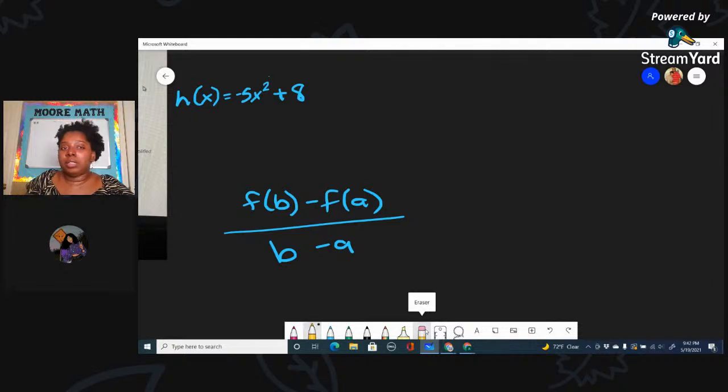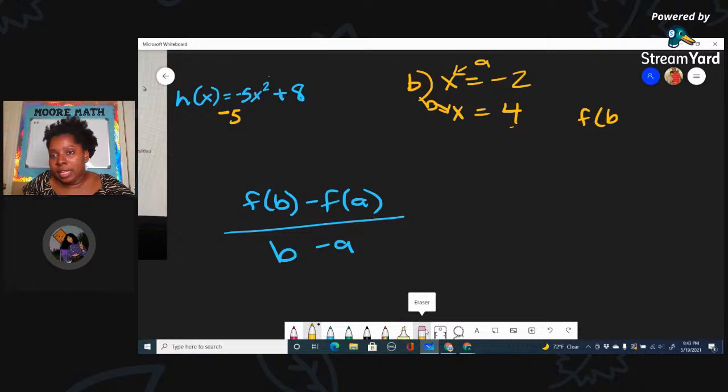So what's the next one? The next answer. X equals -2 to X equals 4. Okay. So this is your A, this is your B. So for f of B, you're plugging in 4. So let's do that. We already did 4, didn't we? Yes. So we know that f of B is -72.